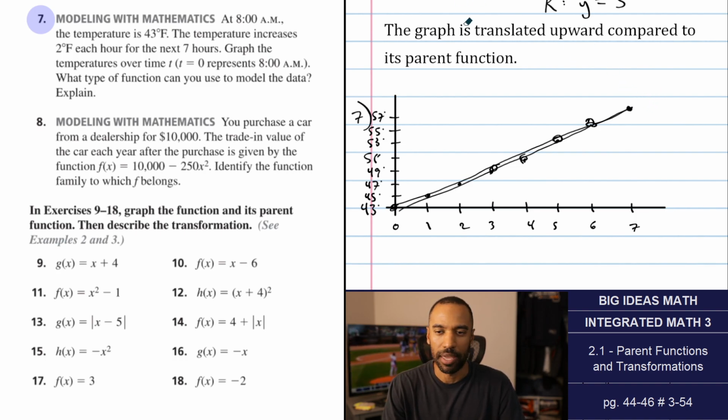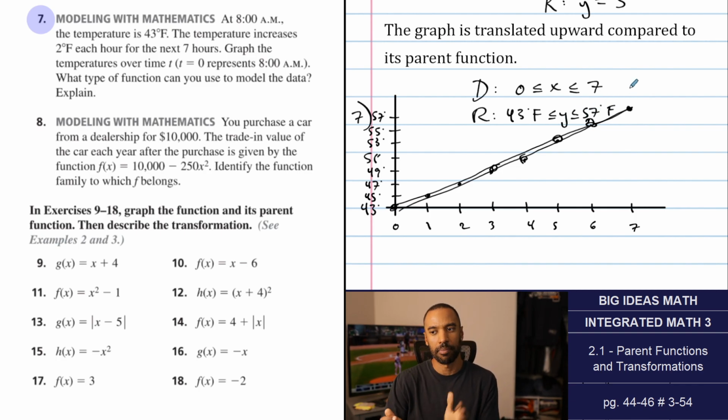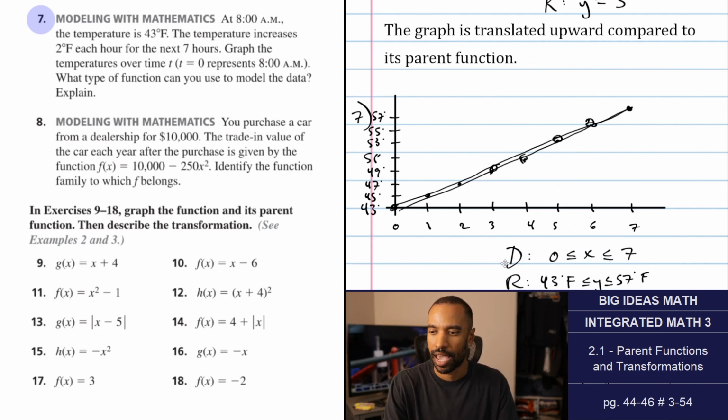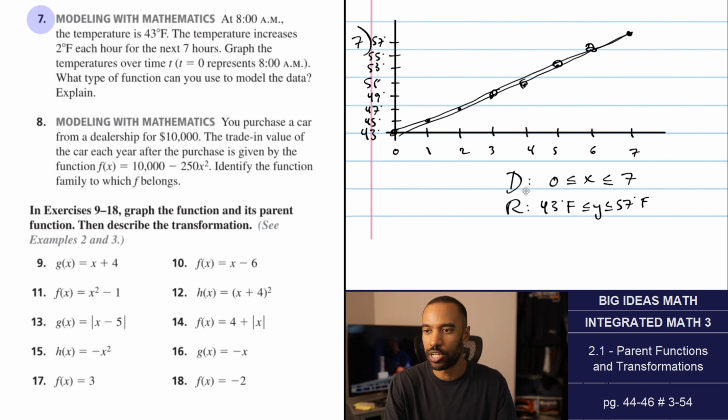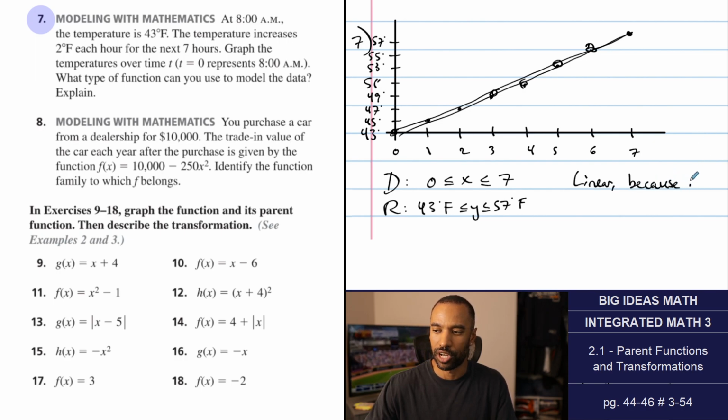So if they ask for domain and range, by the way, just as I want to speak on it, domain goes from 0 to 7 hours continuously on X, and the range is from 43 degrees Fahrenheit to 57 degrees Fahrenheit continuously as it goes up over that time. I know they didn't ask about that, but they did ask what type of function can you use? It's linear, because it exhibits a constant rate of change.